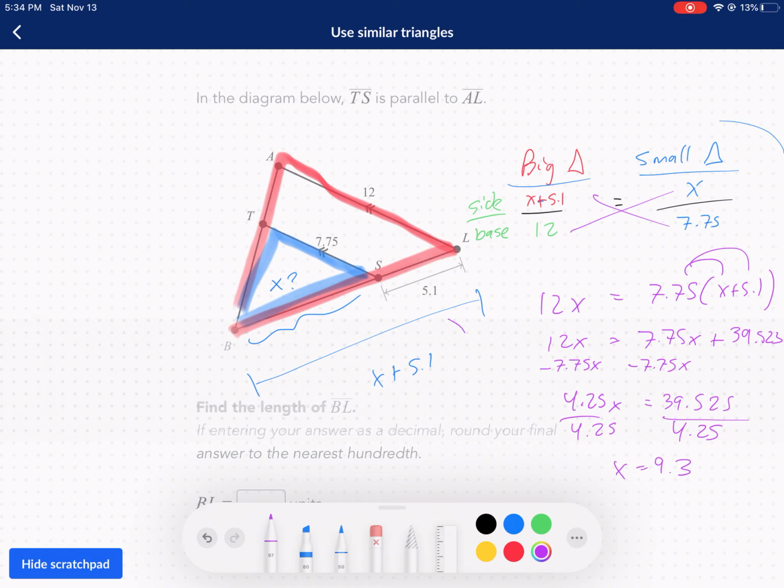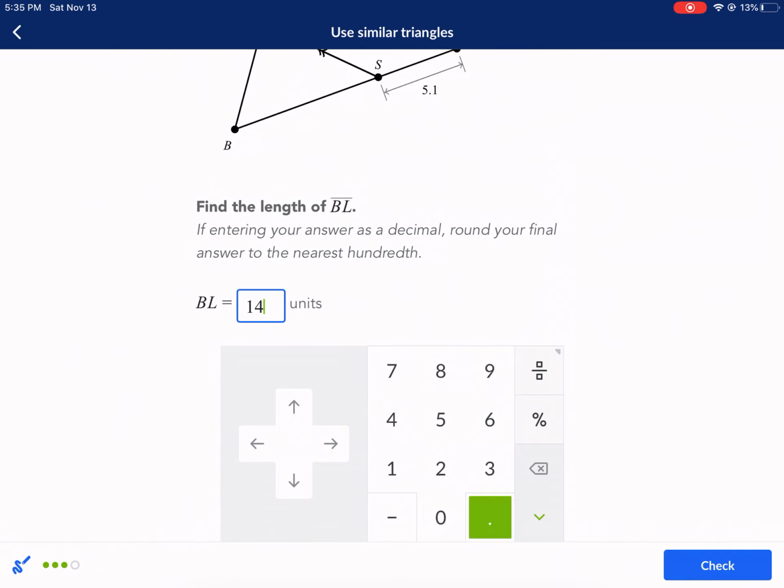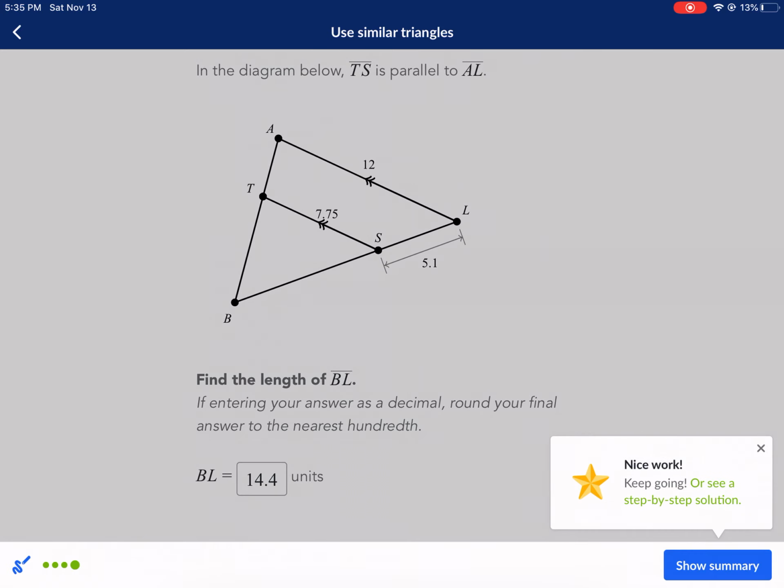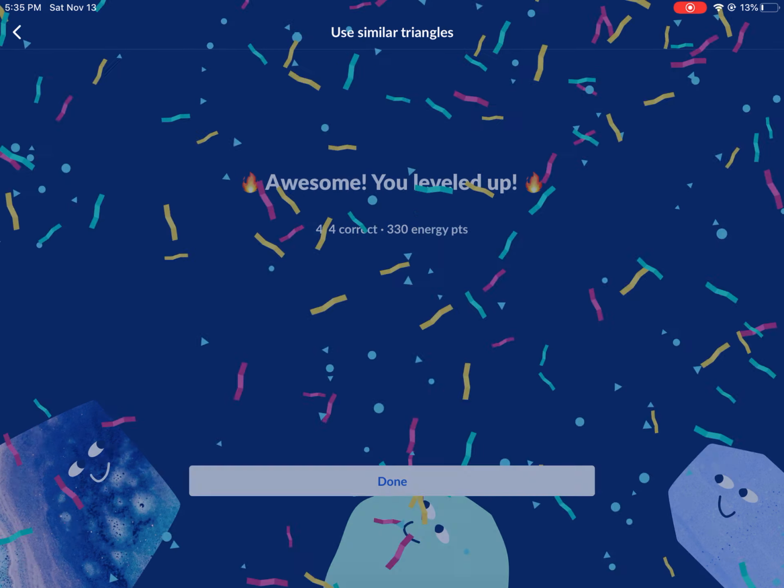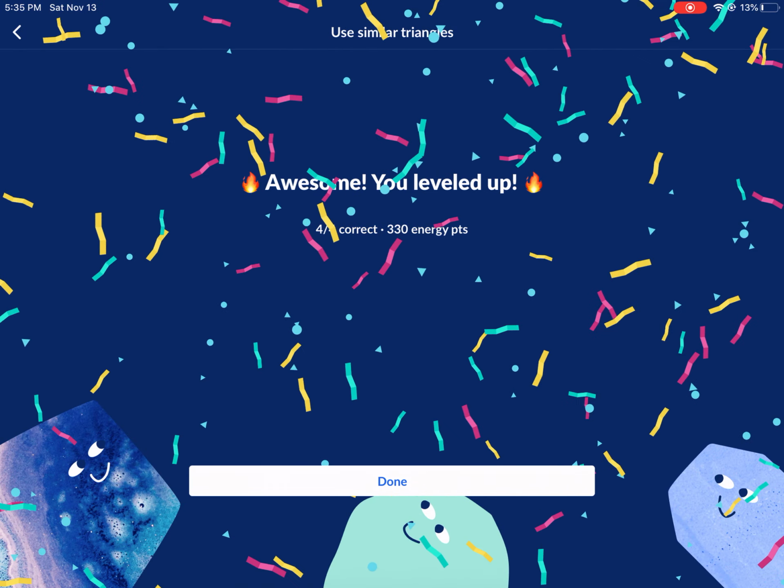So now I can find my big side here because I just plug in right there. 9.3 plus 5.1. Survey says 14.4. That should do the trick for that long side. Come on. There we go. 100%. So that was a bit long. But that's a grind.